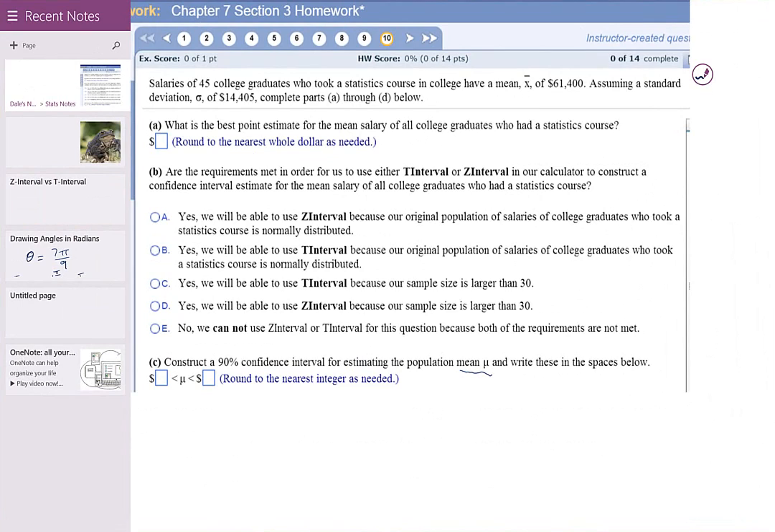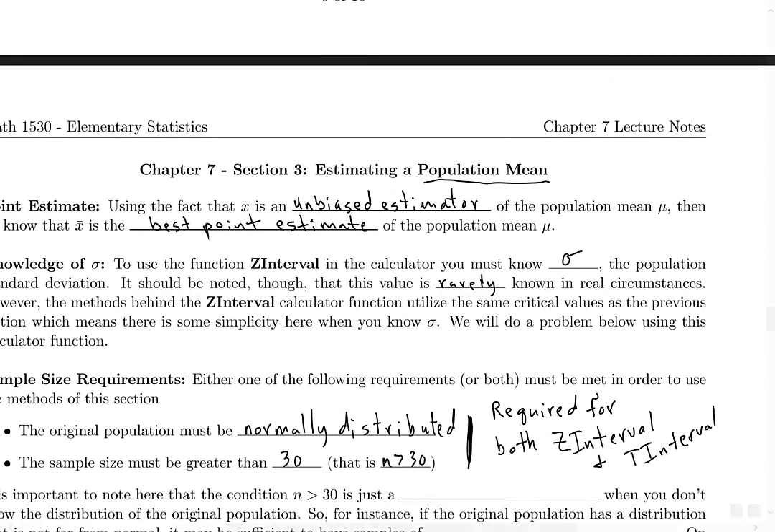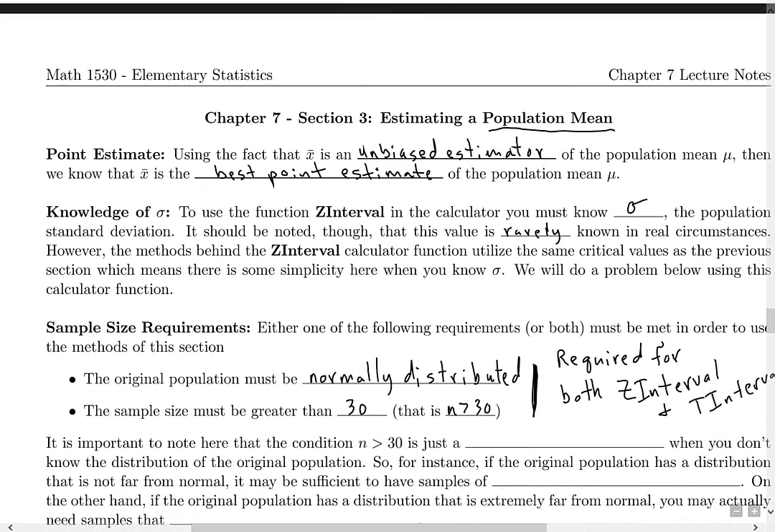Now, let's look at one of these examples you have on your homework, number 10 from 7.3. Let's work through this one together, answering some of these questions about z-interval or t-interval. The first question they ask: what is the best point estimate for the mean salary of all college graduates who had a statistics course? When you're talking about point estimates, you don't do t-interval or z-interval. It's just the best single number you can tell us as an estimate of the mean. Since x bar is an unbiased estimator, that's why we use x bar to estimate mu anyway. The best point estimate is x bar itself.